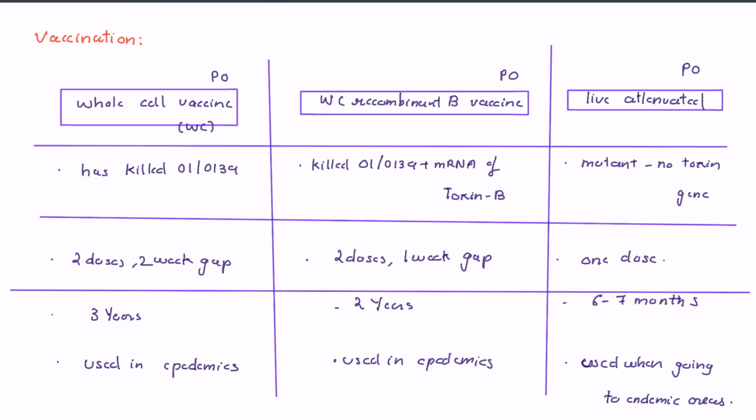So they are used in epidemics. All the cholera vaccines are used only in epidemics. They are not used in the inter-epidemic period because, as you can see, they have just 2 or 3 years of immunity, and we want it to be lifelong for use in inter-epidemic periods. And when someone is visiting an endemic area, he is given this live attenuated vaccine, which provides him immunity for 6 to 7 months.